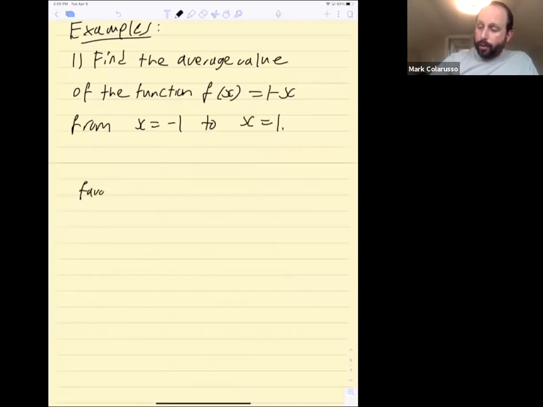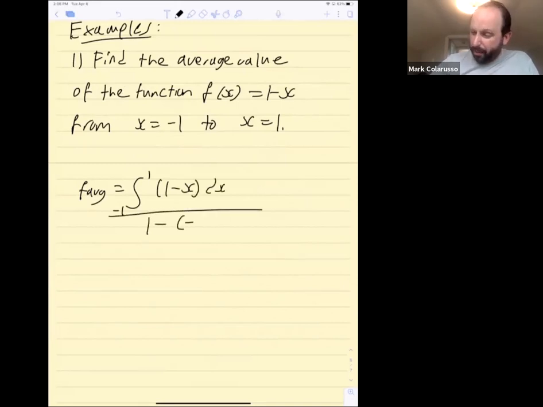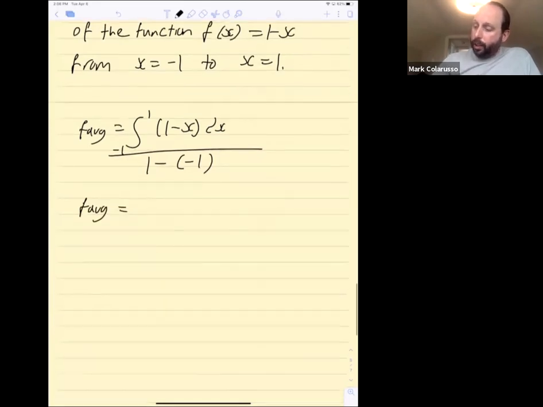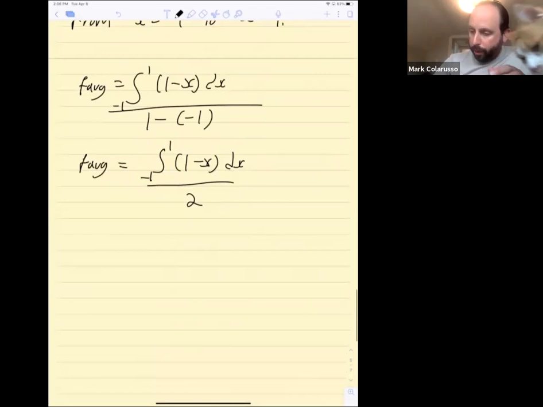So f average on this interval is going to be the integral from -1 to 1 of 1 minus x dx, divided by 1 minus -1, so divided by the length of the interval, which is 2. That's the right endpoint minus the left endpoint. This isn't too bad. So f average is equal to the integral from -1 to 1 of 1 minus x dx, divided by 2. I'll put the 1/2 out in front, since it looks a little bit better.